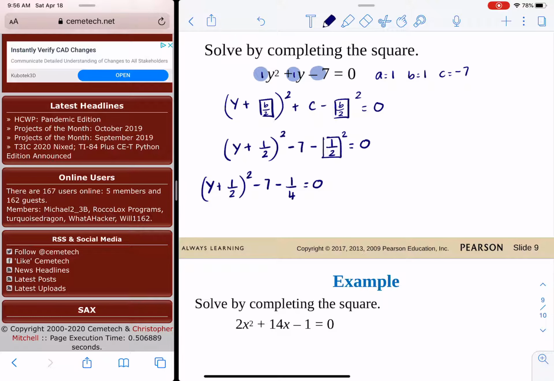And I want to combine negative 7 and negative 1 over 4, which means I'd like to have a common denominator. The common denominator is 4, so I'm going to multiply and divide negative 7 by 4. So I would have negative 7 times 4 divided by 4 minus 1 over 4 equals 0. So y plus 1 over 2 squared minus 28 over 4 minus 1 over 4 would equal 0.